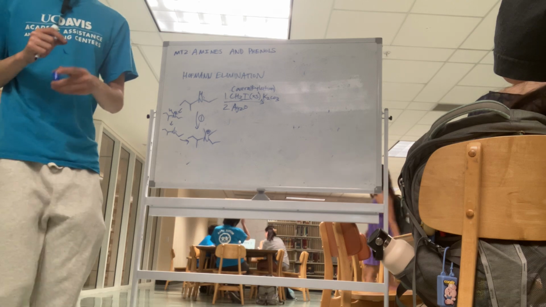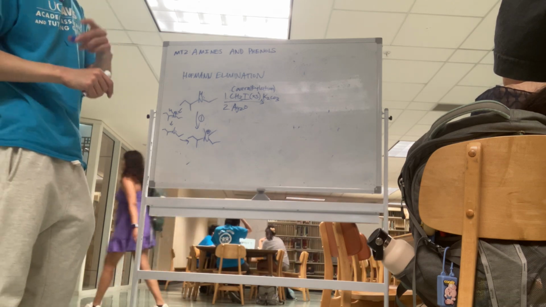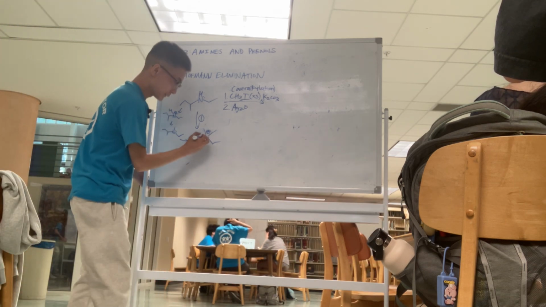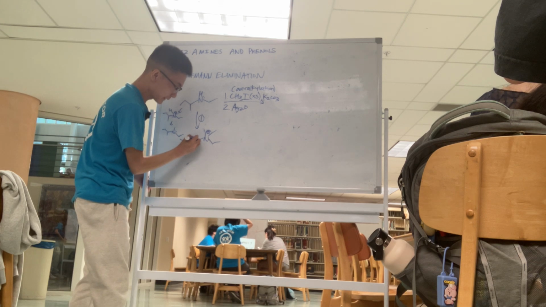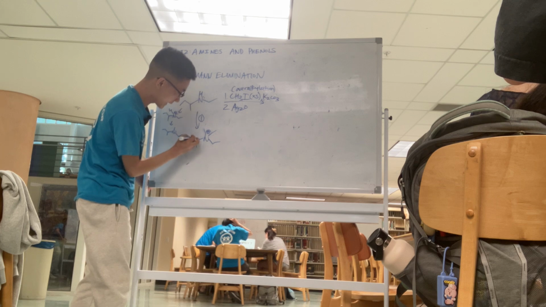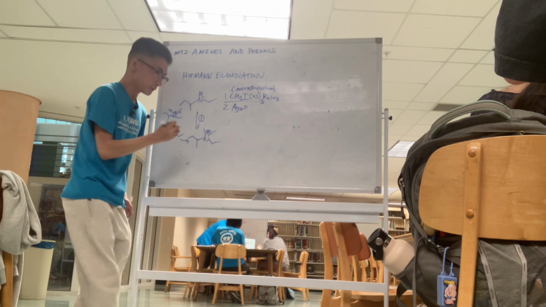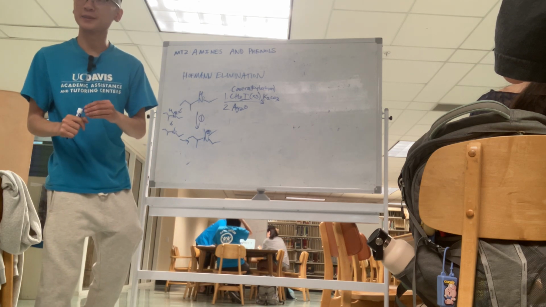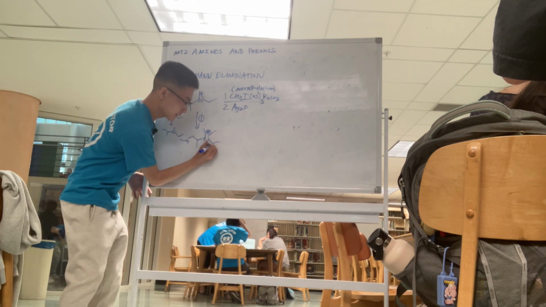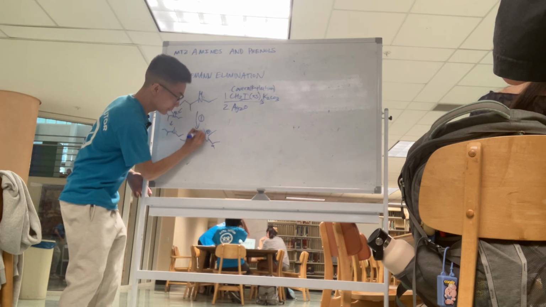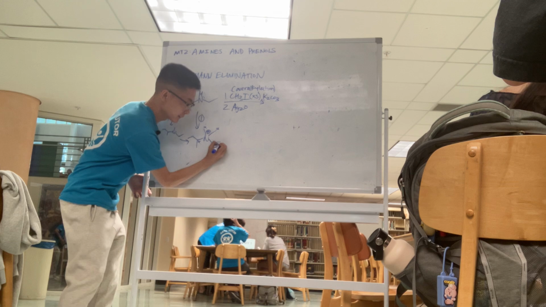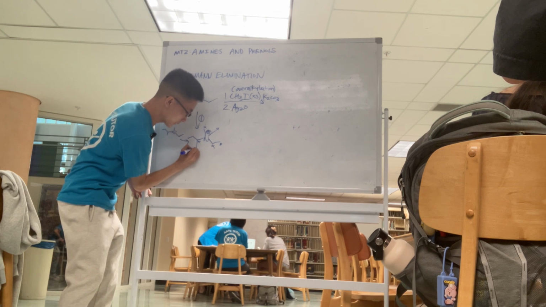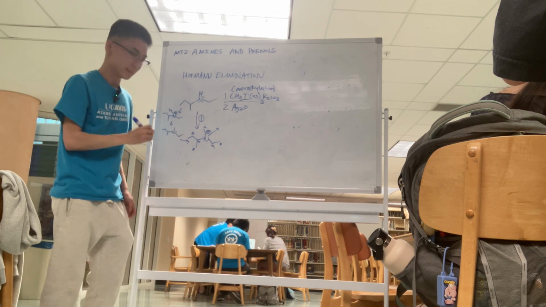Left side, right? E2 reaction on the left side. So the first thing you do is find your beta carbons. This is the alpha carbon to that nitrogen, alpha carbon, alpha carbon, alpha carbon. This is the beta carbon, beta carbon, beta carbon. That's the first thing you do.